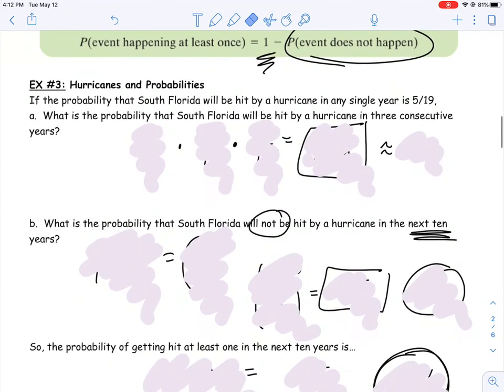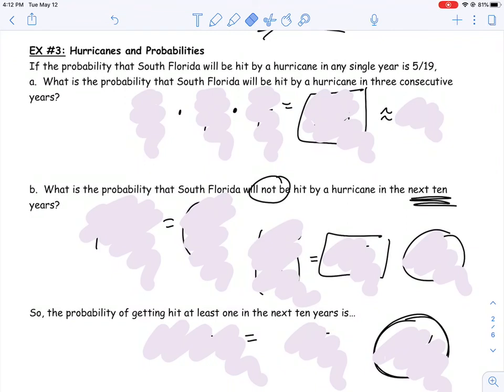Here's example number 3 to kind of give you an idea. If the probability that South Florida will be hit by a hurricane in any single year is 5 out of 19, what is the probability that South Florida will be hit by a hurricane in 3 consecutive years? Hit by a hurricane in year 1, and then hit again in year 2, and then hit again in year 3. Now remember, they're independent events. It doesn't matter if it was hit by a hurricane in year 1. That doesn't affect it being hit by a hurricane again.